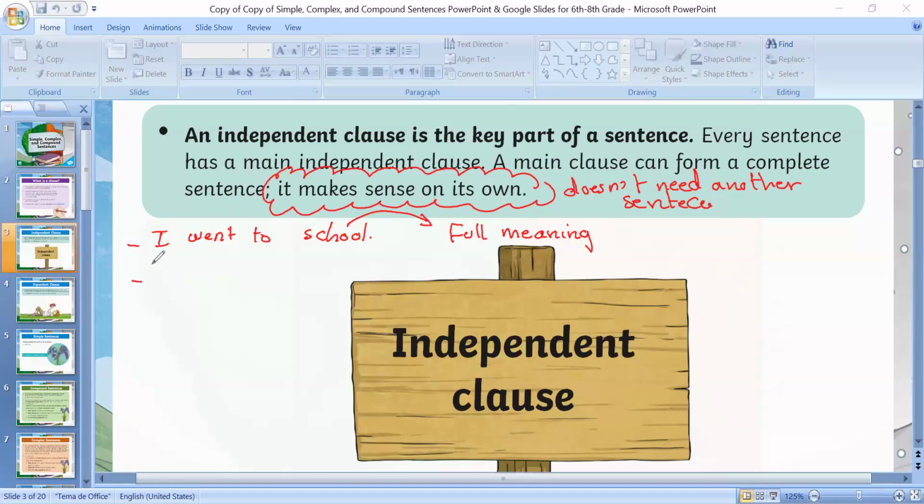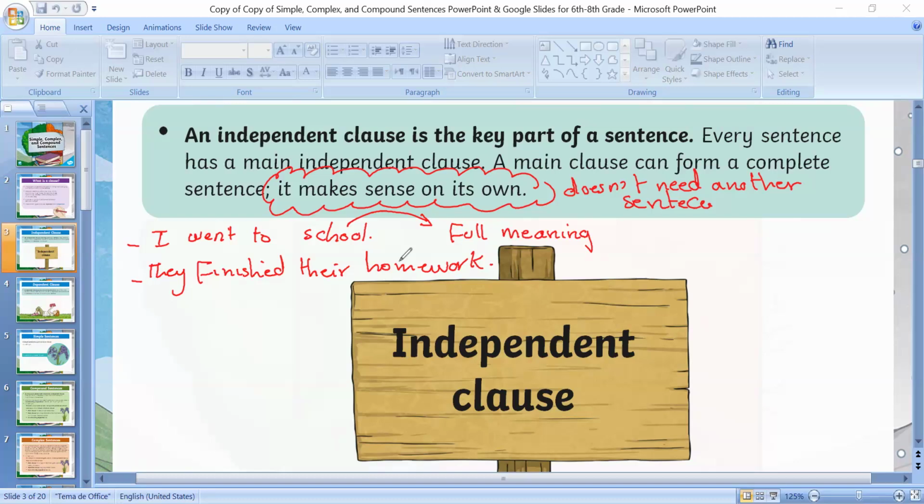Another example. If I said, they finished their homework. They finished their homework. Hala, is this sentence a full meaning? Does it need another sentence to complete the meaning? No. So it's a full sentence or no? Full meaning or no? Yes, it's full meaning. Okay, thank you.